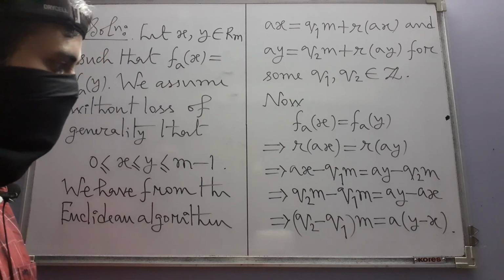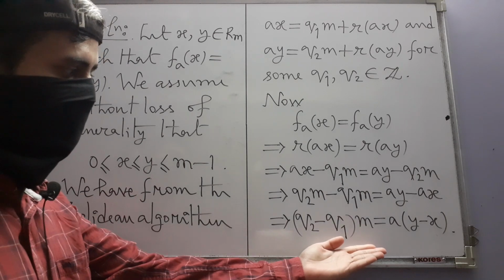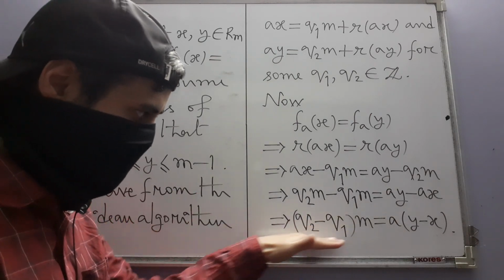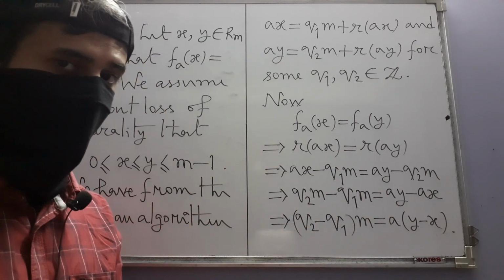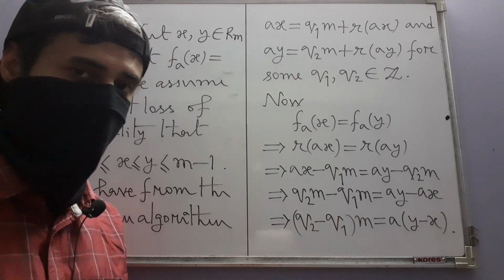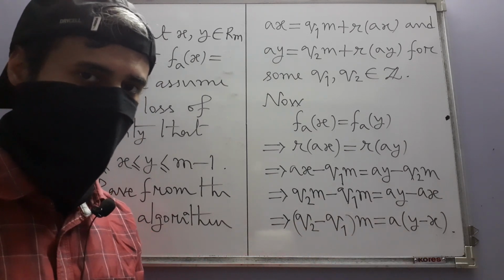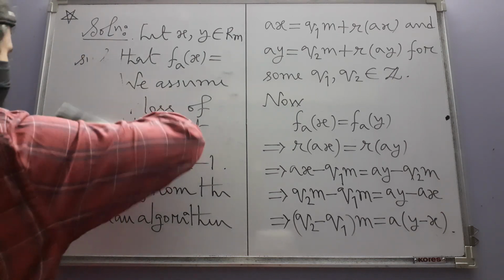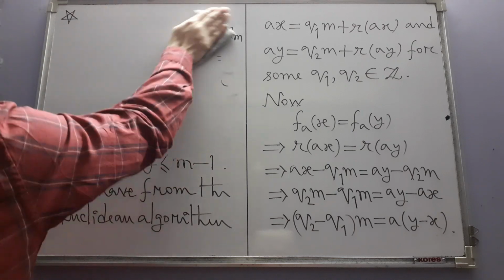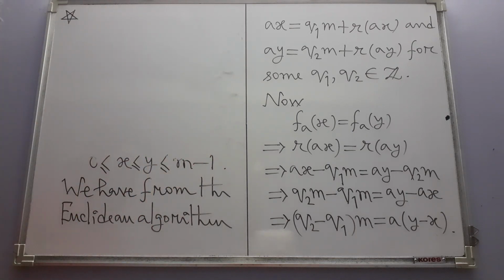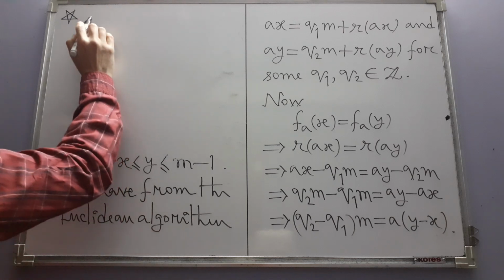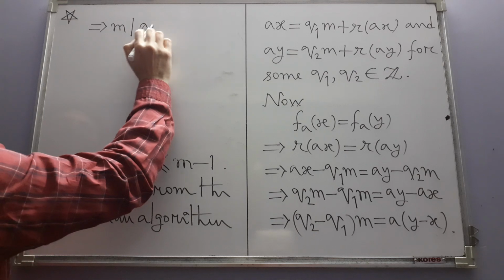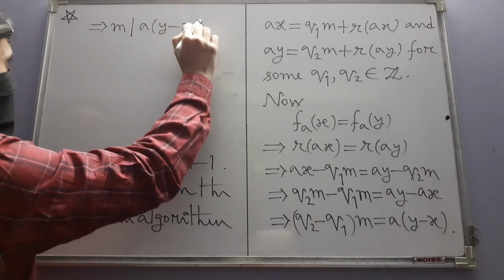All right. So from this equation, what do we see? Because q2 and q1 are after all some integers, the left hand side is an integer multiple of m. So the left hand side is divisible by m. That means the right hand side is also divisible by m. So this last equation further implies that m divides a times (y minus x).